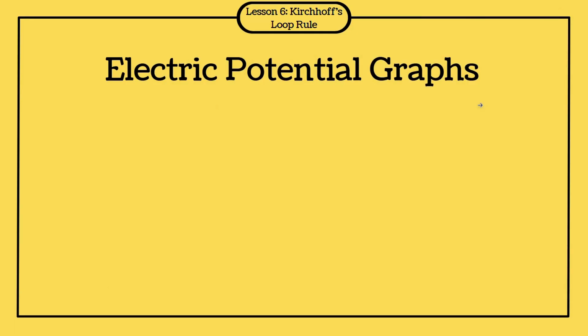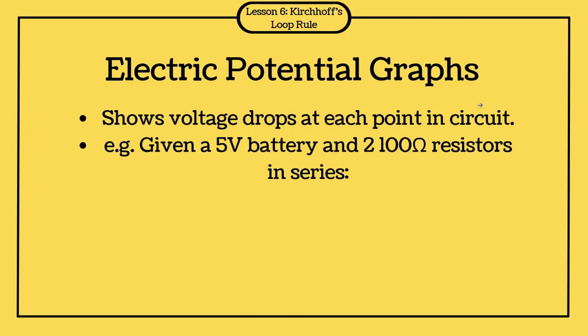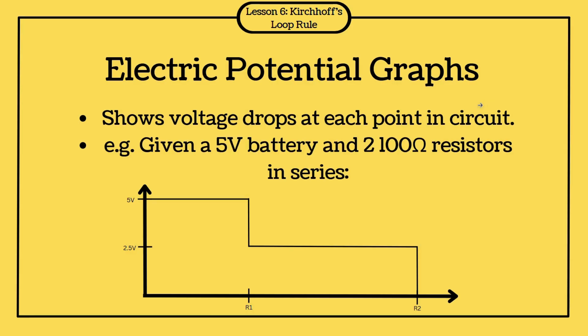Another thing we're going to want to talk about is electrical potential graphs. These show the voltage drops at each point in a circuit. So once again, this can be really helpful in tandem with Kirchhoff's loop rule, because it can show us exactly where the voltage drops at each point and how much the voltage drops by. So for example, given a 5-volt battery and two 100 ohm resistors in series connected to this battery, an electric potential graph might look like this.